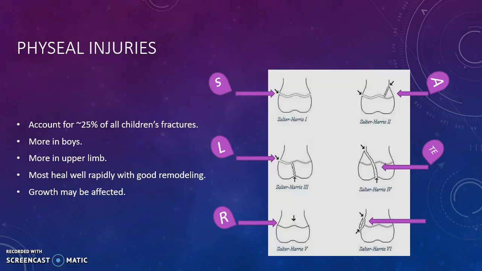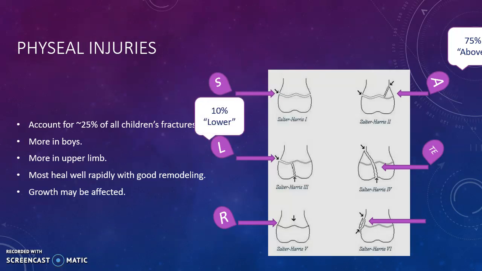Which one is more commonly involved? The type 2 injury is more common, in 75% of all the physeal injuries. It is above the physis. The second most common are the lower ones, Salter-Harris type 3 and Salter-Harris type 4 injuries, which account for 10% each of all the physeal injuries presenting in trauma.